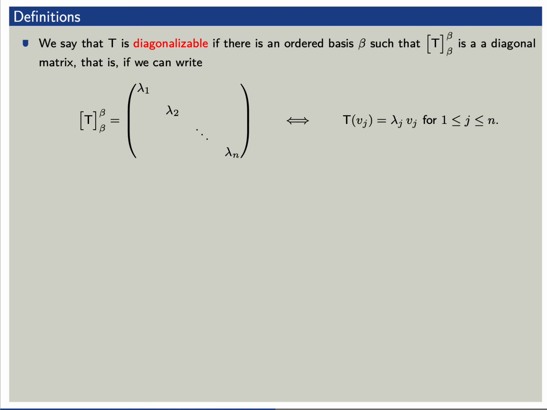We'll say that a linear transformation T is diagonalizable if there exists an ordered basis beta such that the matrix representation from beta to beta is a diagonal matrix. Notice that this is the same thing as saying that for all of the elements v sub j in the basis beta, T of v sub j is some scalar lambda j times v sub j. This is equivalent to saying that our matrix representation is a diagonal matrix.